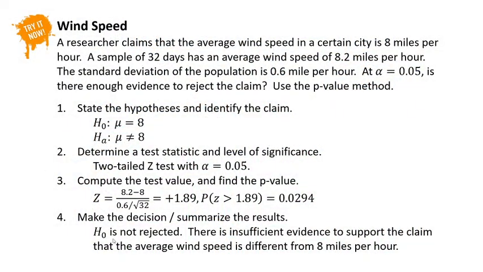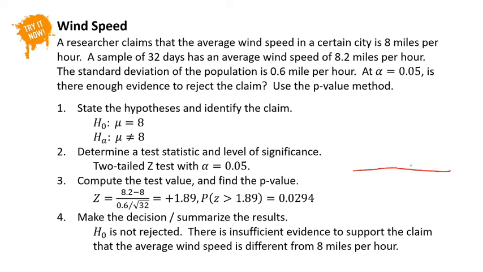Welcome back. Well, my apologies. I think I left off an important piece of information on here, so the results as they stand right now might look a little confusing. The reason why H naught is not rejected here is because this is a two-tailed test, and so we've got this area here that is to the right of 1.89.